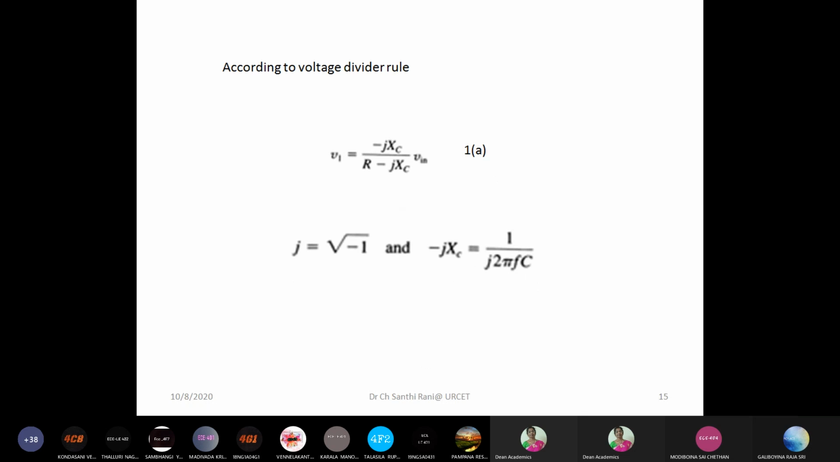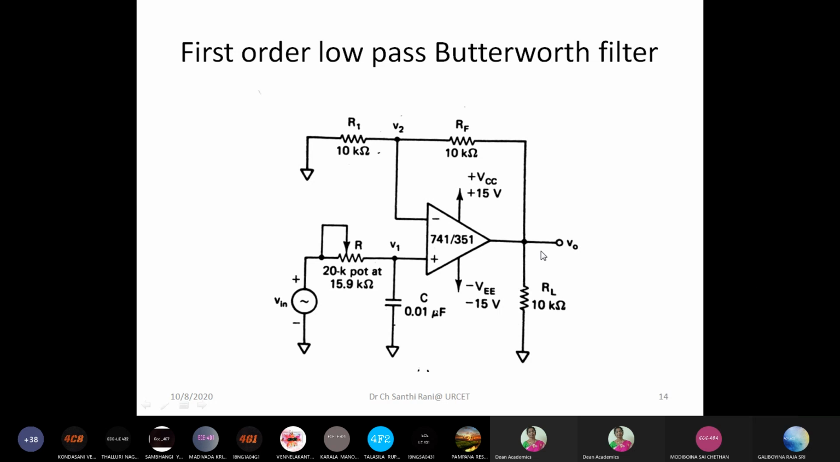Okay. Here for this low pass filter analysis, what we are doing is trying to express V naught. Because the OpAmp is connected in non-inverting mode, V naught is equal to 1 plus RF by R1 into V in. So V naught is equal to 1 plus RF by R1 into V in. So what is V in? V in is the input voltage exactly at the non-inverting input terminal of the OpAmp.